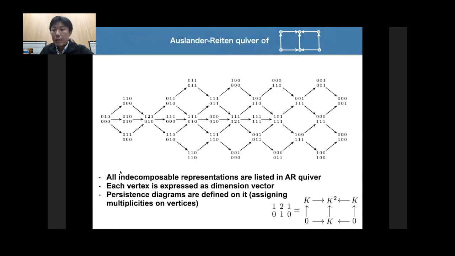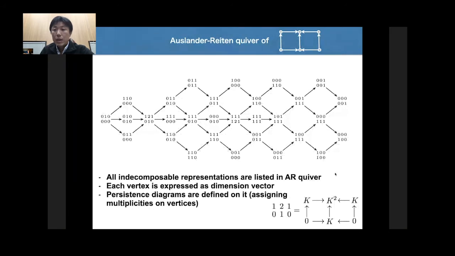Usually, in the representation theory of associative algebras, we list up all the indecomposable representations by the so-called AR quiver, the Auslander-Reiten quiver. So the Auslander-Reiten quiver of this type of associative algebra is described here. Each vertex corresponds to an indecomposable representation of this associative algebra, and is expressed as a dimension vector. It means that here we have 1, 2, 1, 0, 1, 0: three one-dimensional vector spaces here, here, and here, and a two-dimensional vector space here, and 0 otherwise. So this is a dimension vector expression.